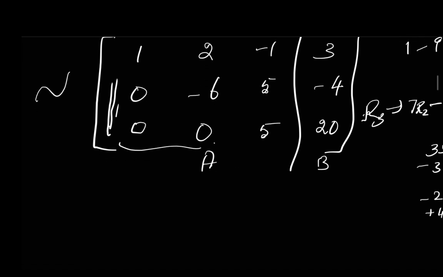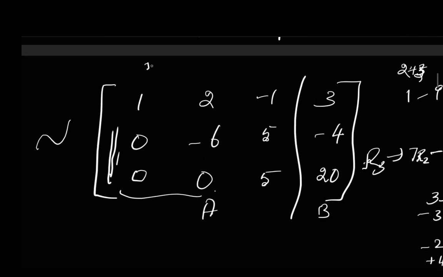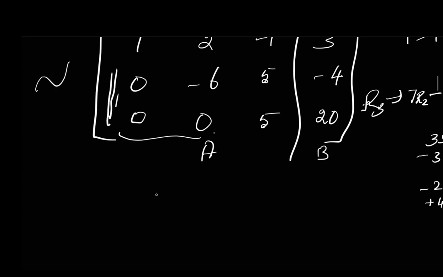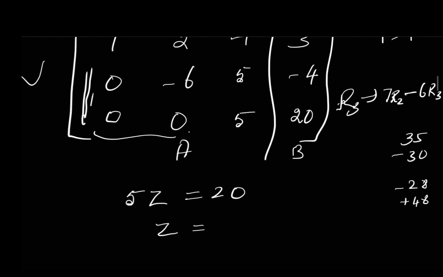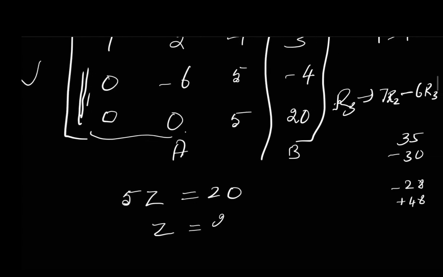Now let us find the values of x, y, z. First row here, second row, third row. Let me take the third row first. X coefficient, y coefficient, z coefficient. Here x coefficient is 0, y coefficient is 0, z coefficient is 5. So 5z is equal to 20. So z is equal to 20 by 5. That is equal to 4.